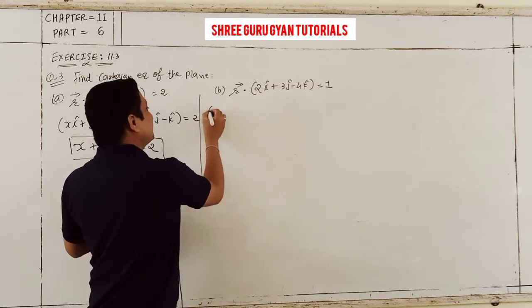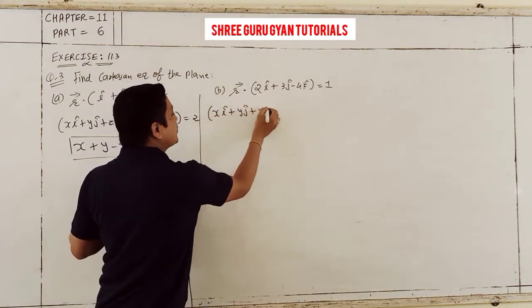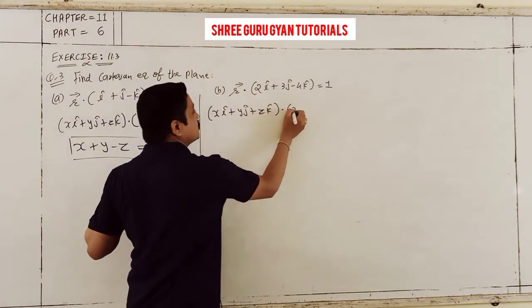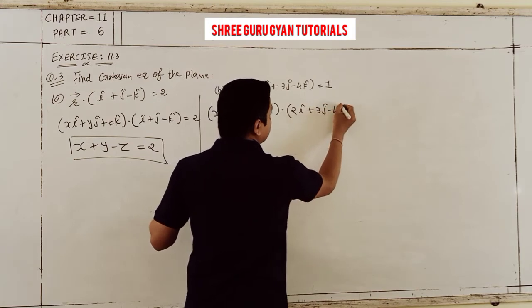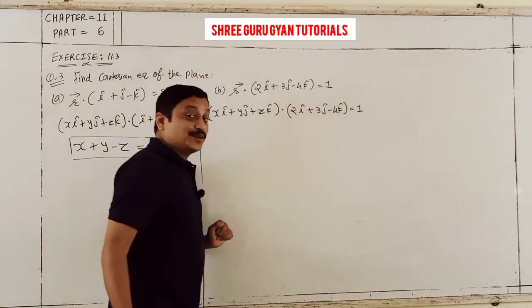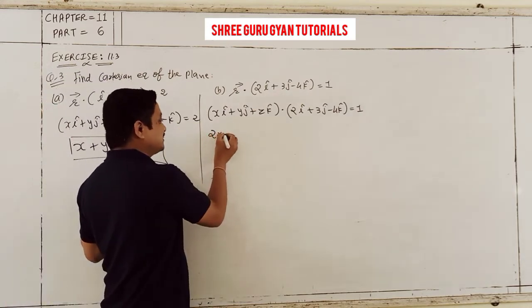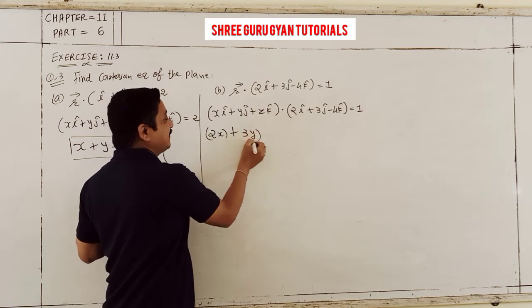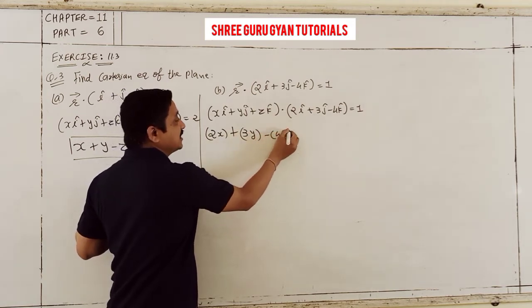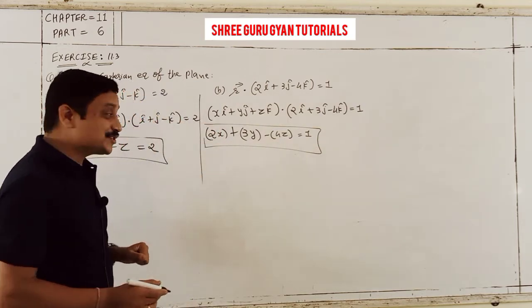Second, same here, xi plus yj plus zk dot (2i plus 3j minus 4k), and here also a simple dot product. 2 into xi means twice x, and i squared becomes 1, plus 3y minus 4z is equal to 1. That's your Cartesian equation of the plane.